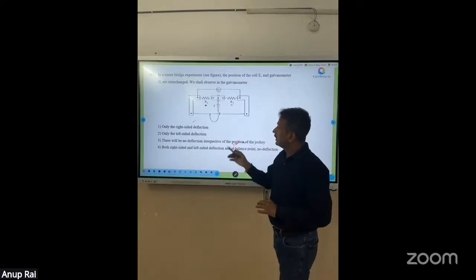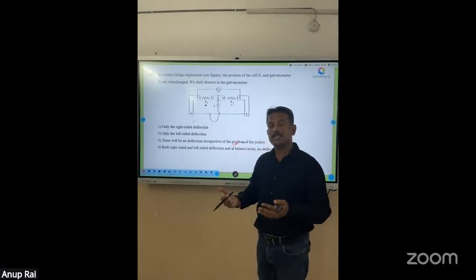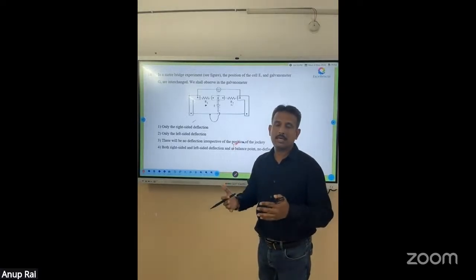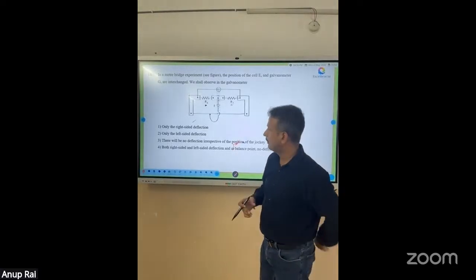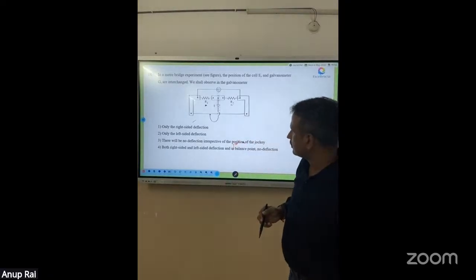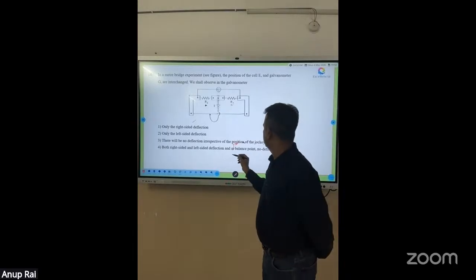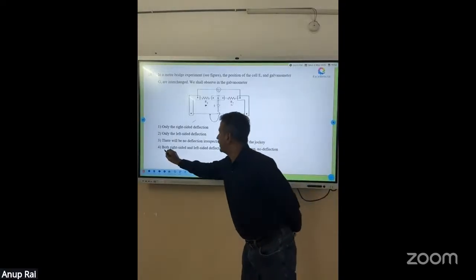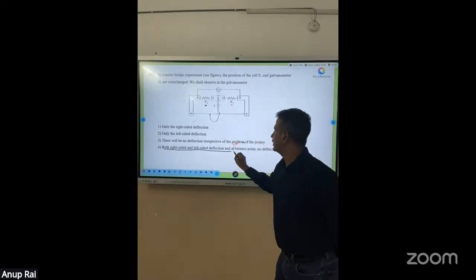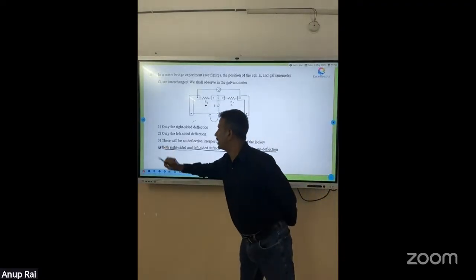But if it is at the balanced condition and then you interchange, it is not going to show any change. So what should be our answer? It can deflect to both the right side and the left side, and at the balance point, no deflection. So this is the most appropriate answer out of the given options.